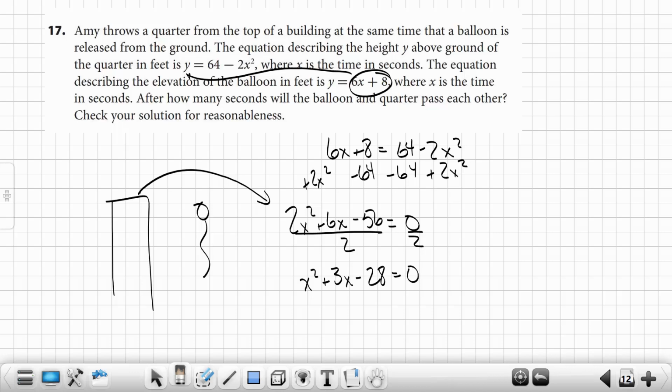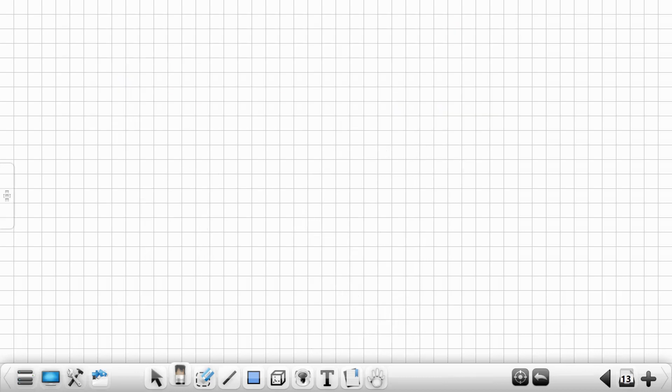So multiplies to a negative 28 and adds to a positive 3. That is x plus 7 times x minus 4. If you need tutoring on factoring trinomials, make sure you come in, okay? So this would be at -7 seconds, or at 4 seconds, the balloon will pass the quarter. Well, since we can't have -7 seconds, the answer is after 4 seconds, the balloon and quarter will pass.